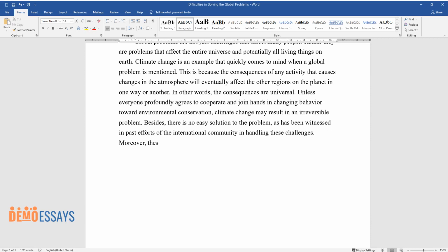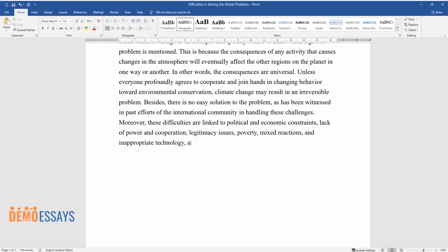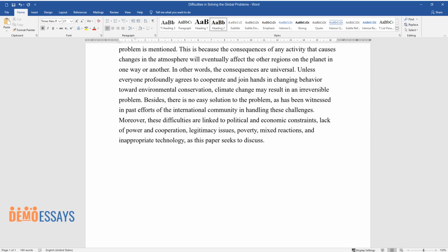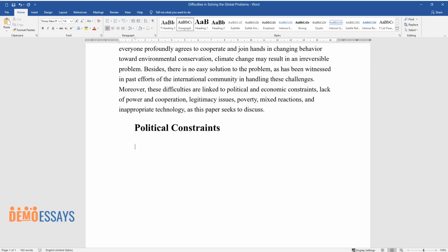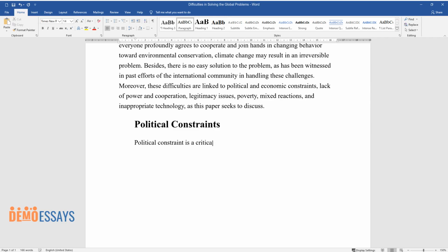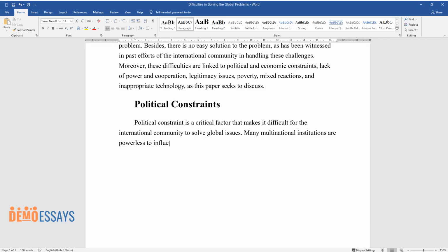Moreover, these difficulties are linked to political and economic constraints, lack of power and cooperation, legitimacy issues, poverty, mixed reactions, and inappropriate technology, as this paper seeks to discuss. Political constraints. Political constraint is a critical factor that makes it difficult for the international community to solve global issues. Many multinational institutions are powerless to influence the global economic and political framework.